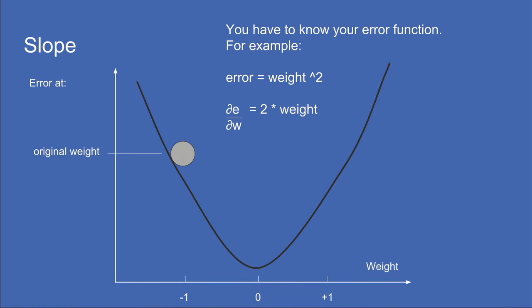Now, if we do know the error function, in this example we can make an analytic solution, and we can calculate that slope exactly. So in this case, the change in error for a given change in weight is just the derivative of our error function, which in this case is the weight squared. So the derivative is 2 times the weight. The weight is -1, and so the answer is a slope of -2. That tells us what we need to know about which way to adjust.